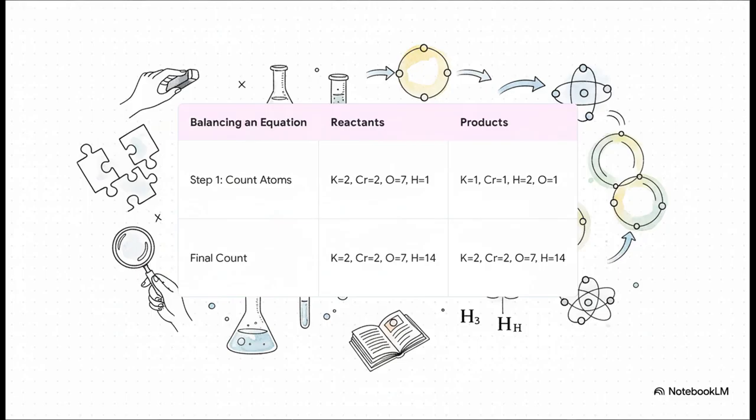You start by just counting up all the atoms on both sides of the arrow. And as you can see at first, they don't match up at all. But then, by tweaking the numbers in front of the molecules, you adjust and recount until, bam, the final count is perfectly equal on both sides. Now the equation tells a true story.